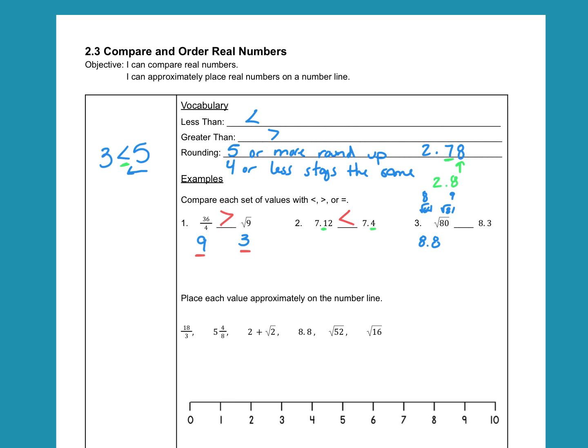So we're comparing, and this is in the tens place, and this is in the tens place, so those I can compare now, and 8 is greater than 3. So then the square root of 80 must be greater than 8.3.